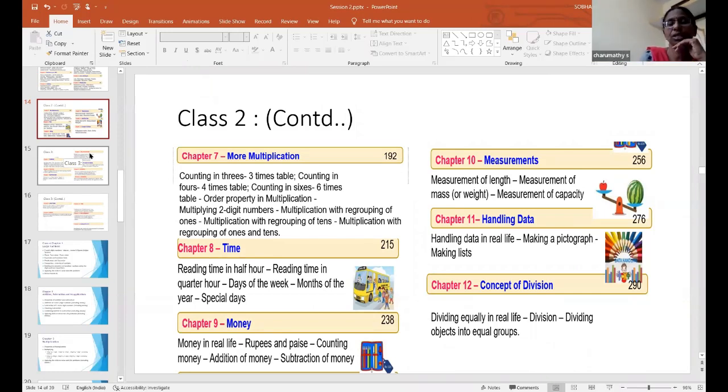Again, I would like to tell you here in the concept of division, they will not divide any number like find 45 divided by 5 or 12 divided by 3, find the quotient, dividend, divisor. Nothing of that sort will be done in class 2. Only by using the objects, how to divide the objects into equal groups and find out how many groups are found and how many in each group. Only that concept will be tested in concept of division.